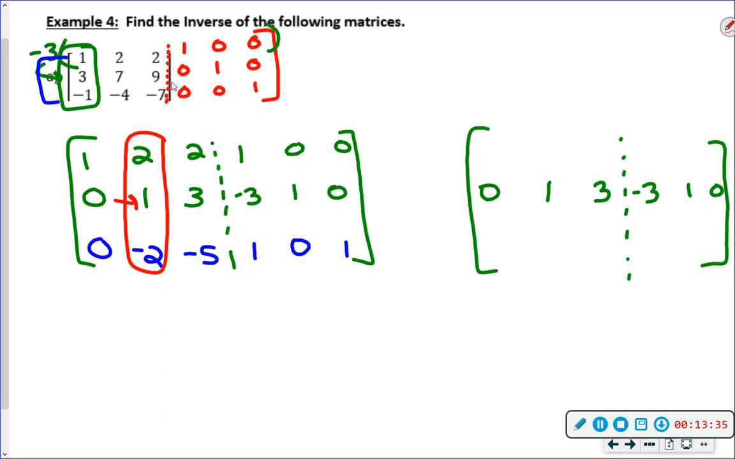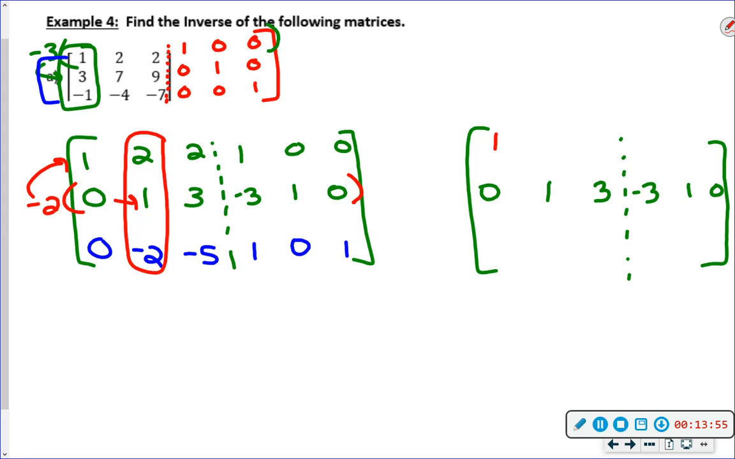Okay, doesn't matter if we do the 2 at the top or -2 at the bottom. We have to do them both. I'm going to do the 2 at the top. Get rid of the 2, I need -2. So I'm going to times this whole row, so many numbers, by -2, and we're going to add it to the top. -2 times 0, 0 plus 1.